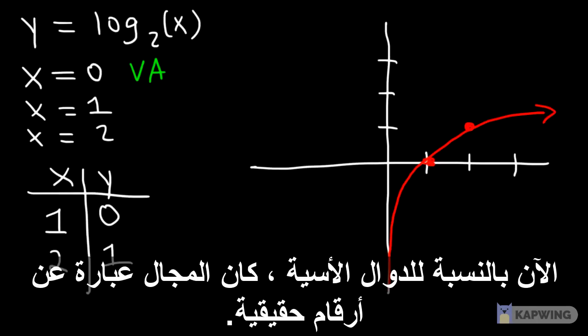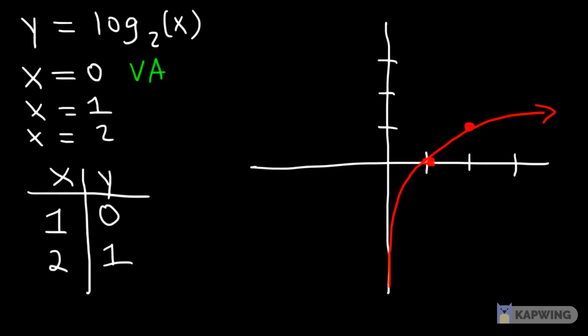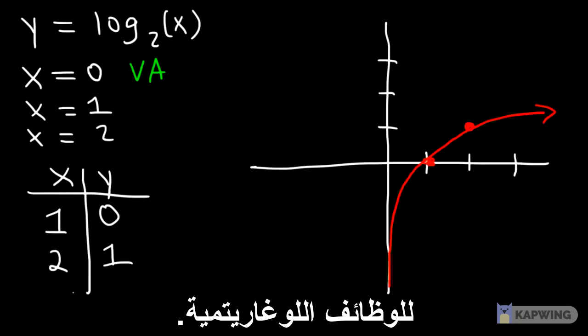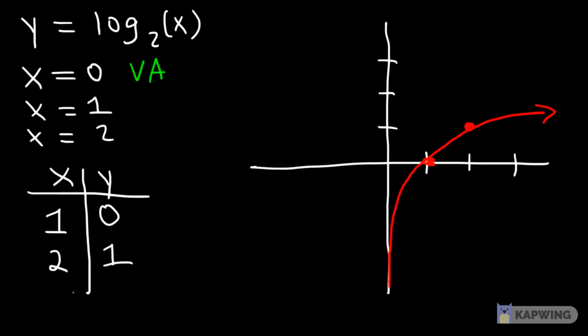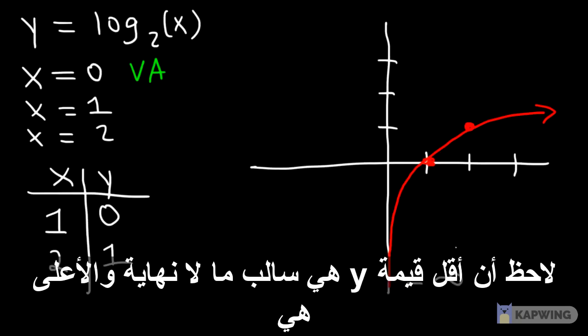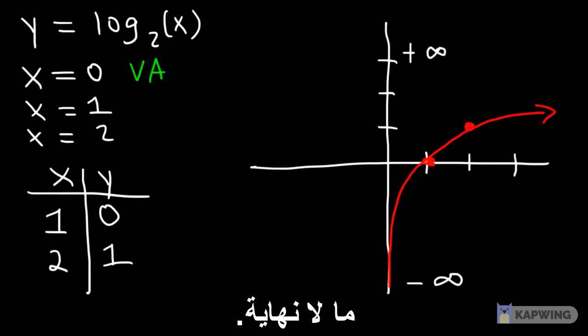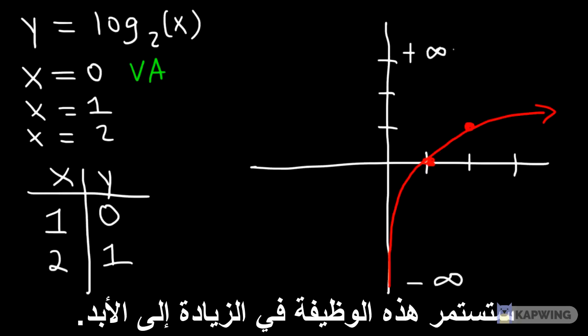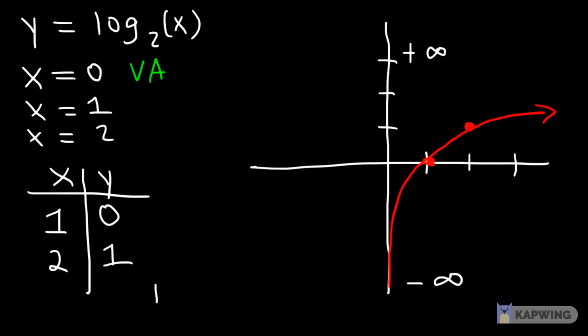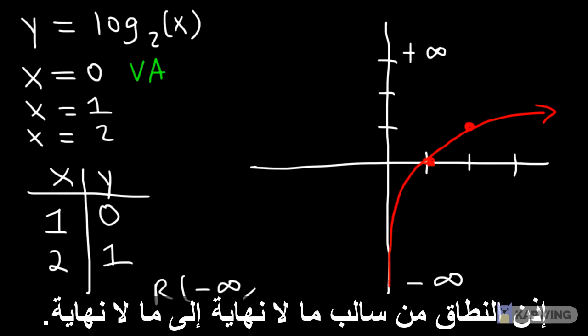Now for exponential functions, the domain was all real numbers. For logarithmic functions, the range is all real numbers. Notice that the lowest y value is negative infinity and the highest is infinity. This function will continue to increase forever. So the range is from negative infinity to infinity.